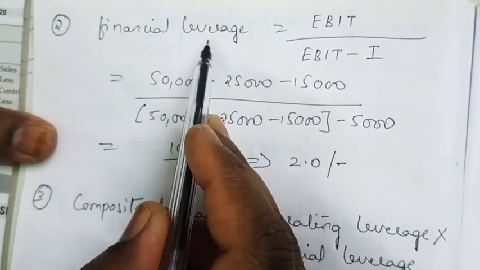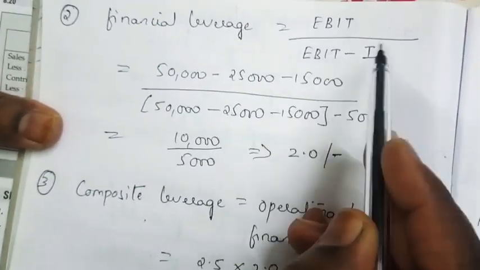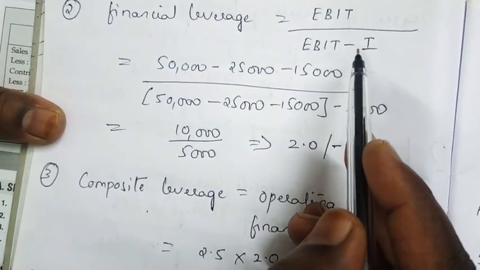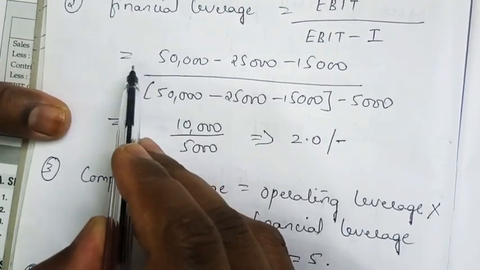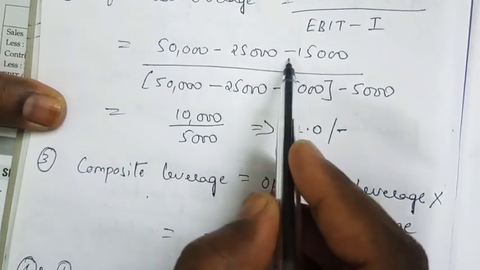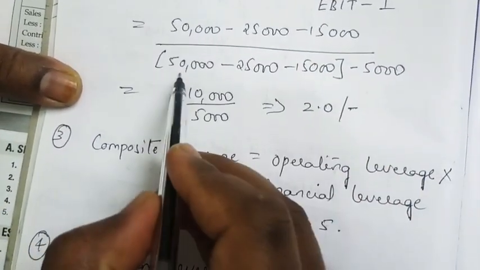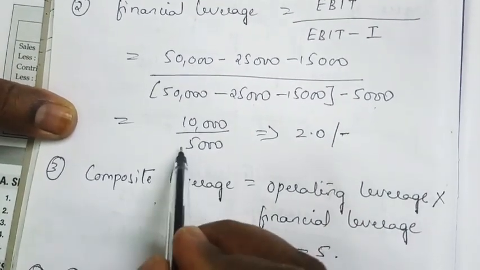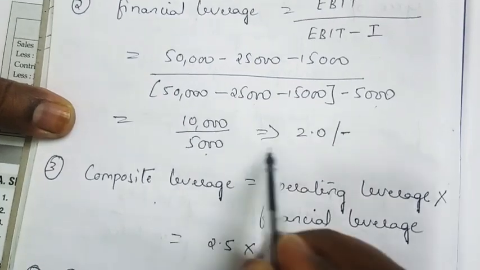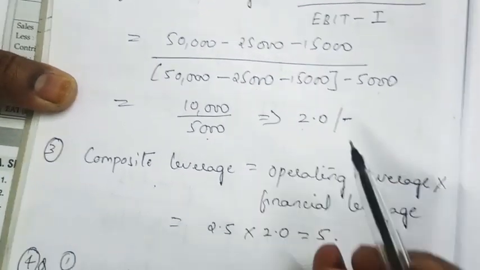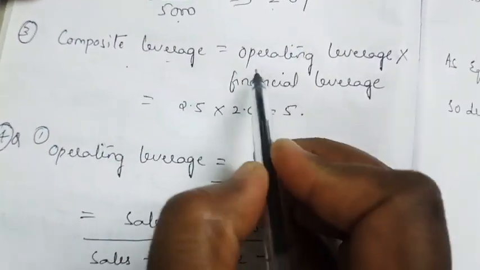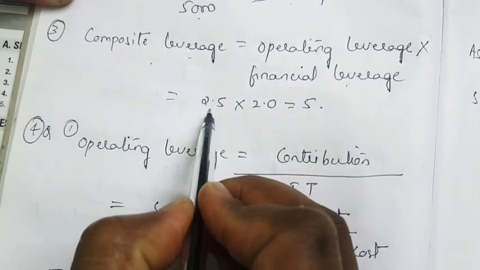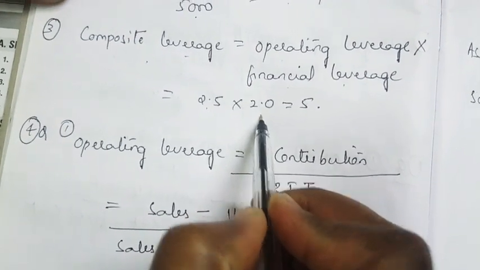Next, financial leverage. Financial leverage formula, EBIT divided by EBIT minus I. Because here in the question he mentioned interest, so we are taking this formula. That equals 50,000 minus 25,000 minus 15,000, divided by 50,000 minus 25,000 minus 15,000 minus interest. You are going to get the value 10,000 divided by 5,000, that equals 2.0. Next, composite leverage: operating leverage into financial leverage. Operating leverage we got 2.5 and financial leverage we got 2.0, that equals 5.